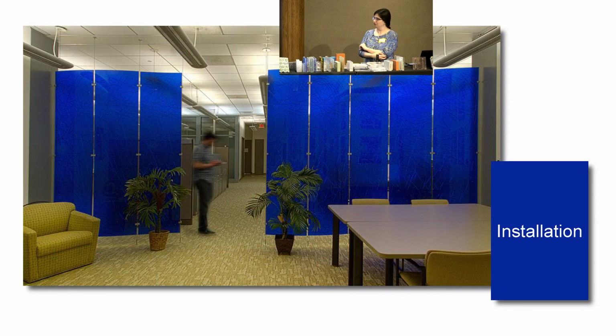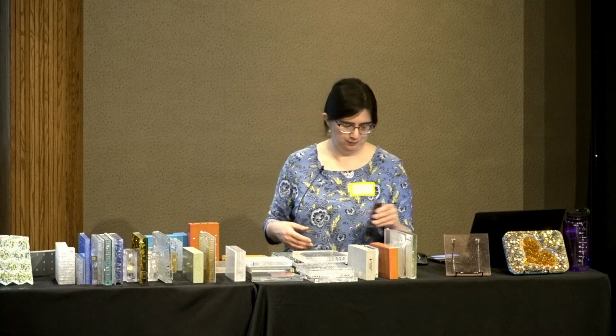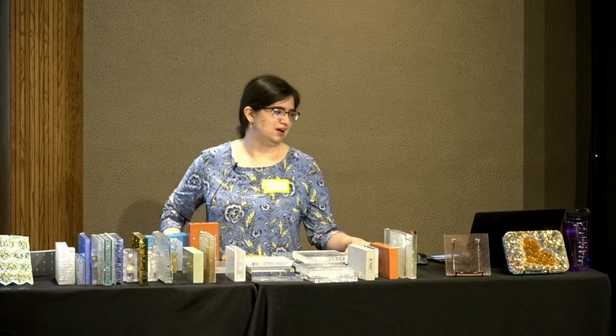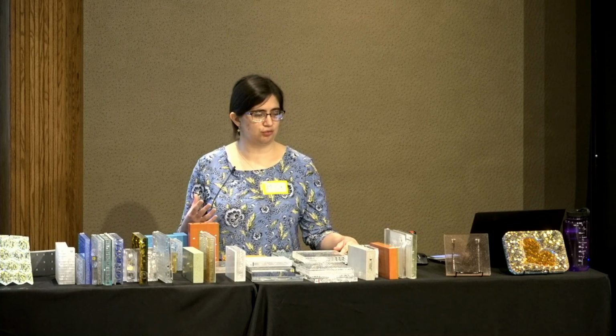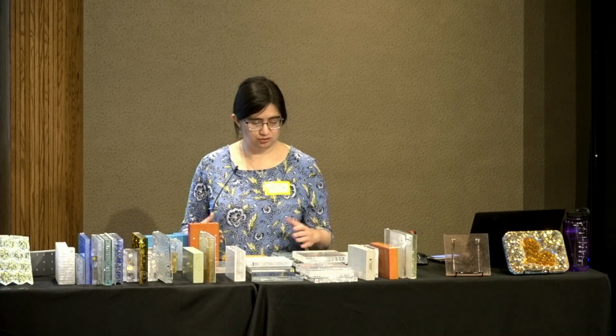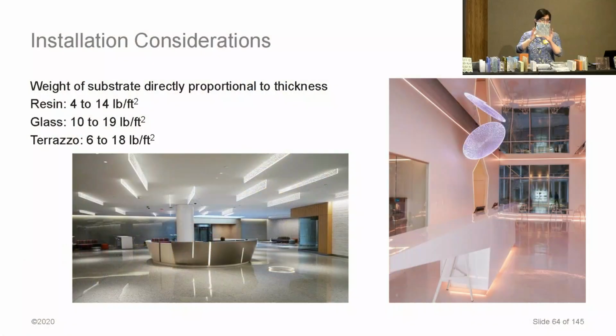Installation, I'm going to go through that fairly quickly, mostly about hardware. The material often comes with the lighting and the hardware. It's all a kit of parts. People do also use their own lights and hardware. That's fine, but you can also get it all together. When you're thinking about installing the materials, the most important consideration is the weight of the substrate. Generally, resin is going to be the most lightweight, and the glass is going to be the heaviest. And then the terrazzo is somewhere in the middle, depending on the thickness.